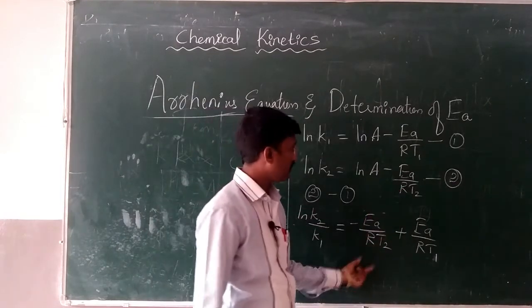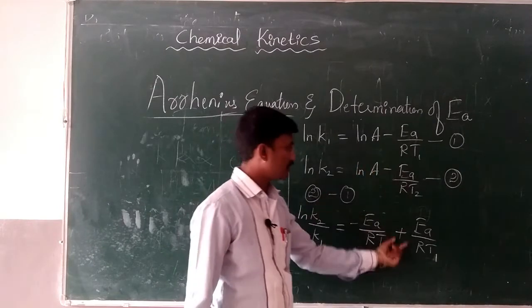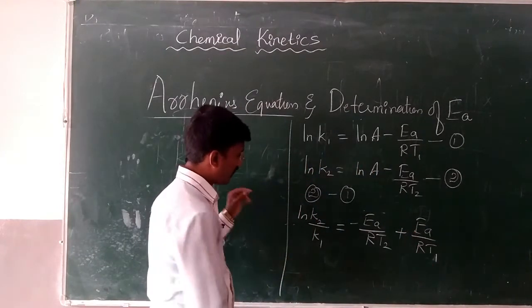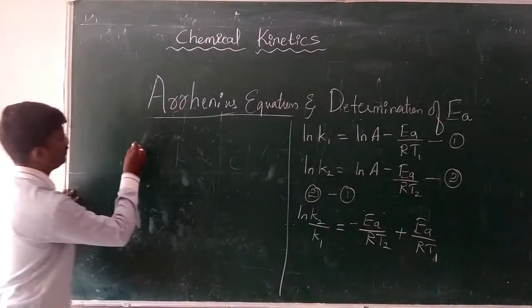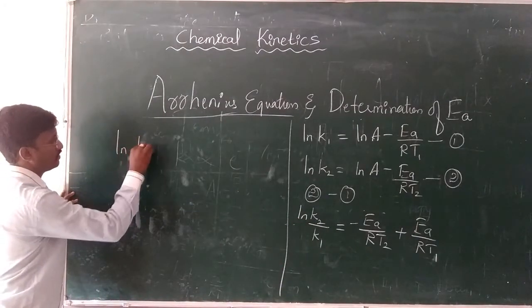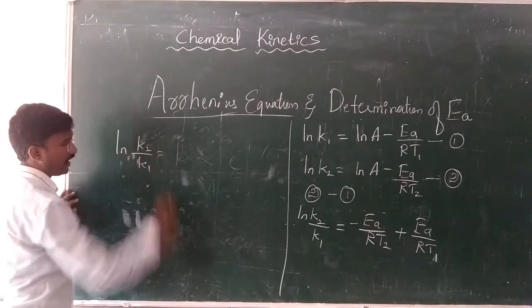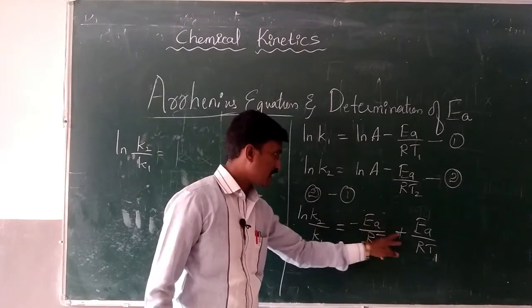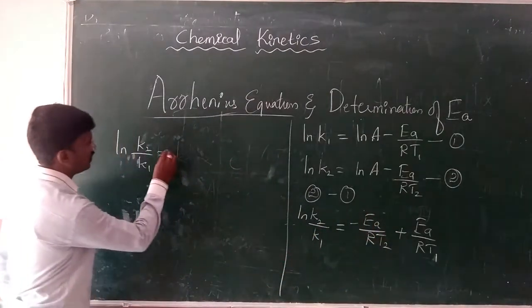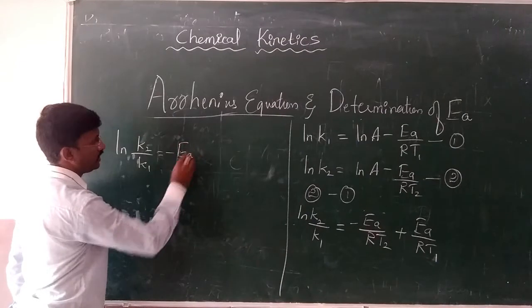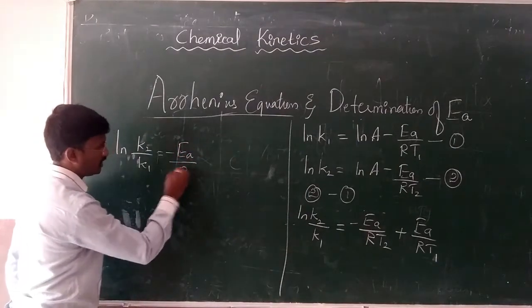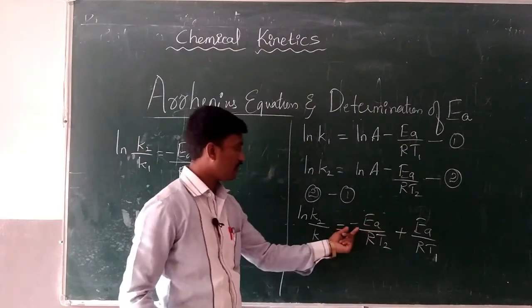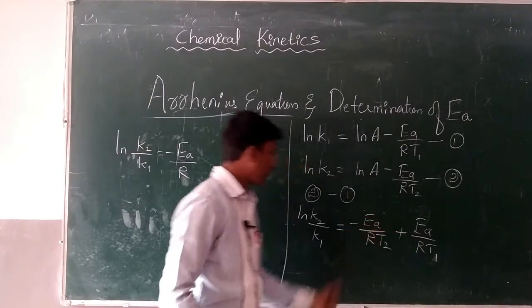RT2. The same thing. And here minus into minus becomes plus EA upon RT1. So on the left side it is as it is, ln k2 by k1, and on the right side I will take EA common. Here it is minus, here it is plus. So I will take the minus common, minus EA, and below it R is common. R and R are common, minus EA upon R.